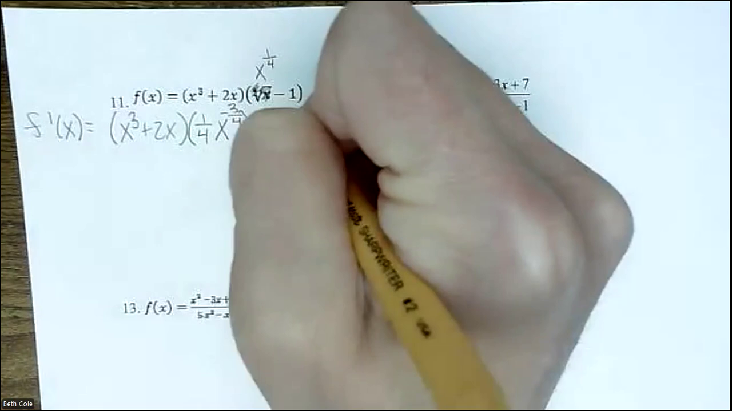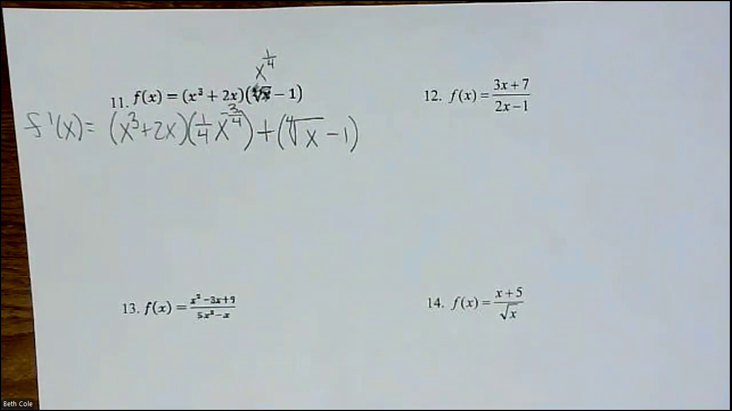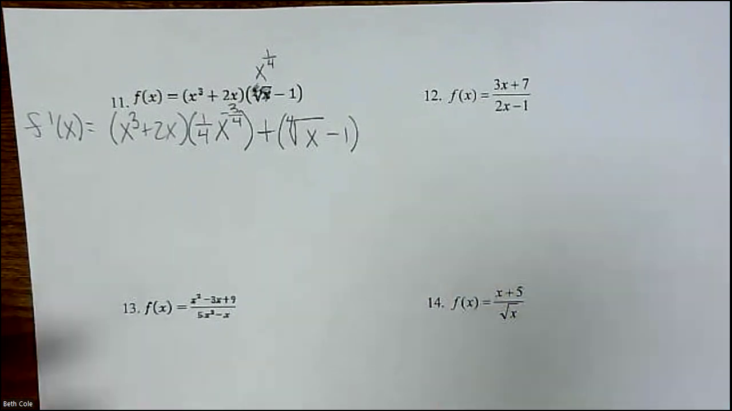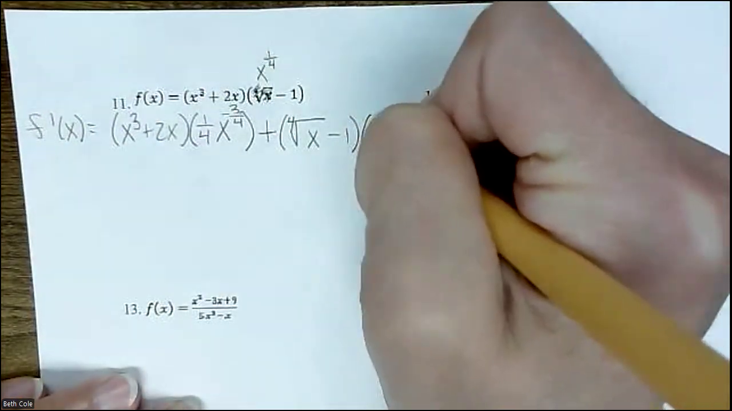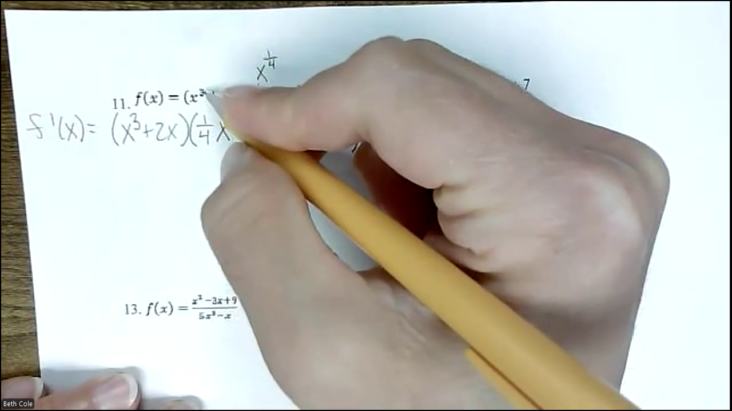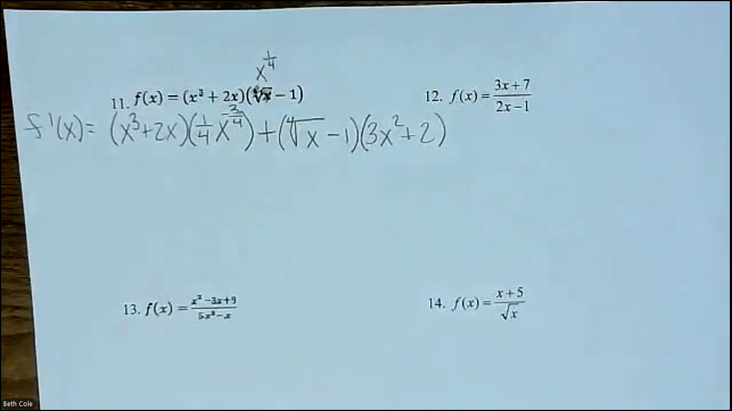The second thing, now I'm going to write fourth root of x minus 1 so that I want it to end up being a root in the end. I don't have to do anything to that one, so I'm going to just leave it alone. All right, and then times derivative of the first, which would be 3x squared, good, plus 2.